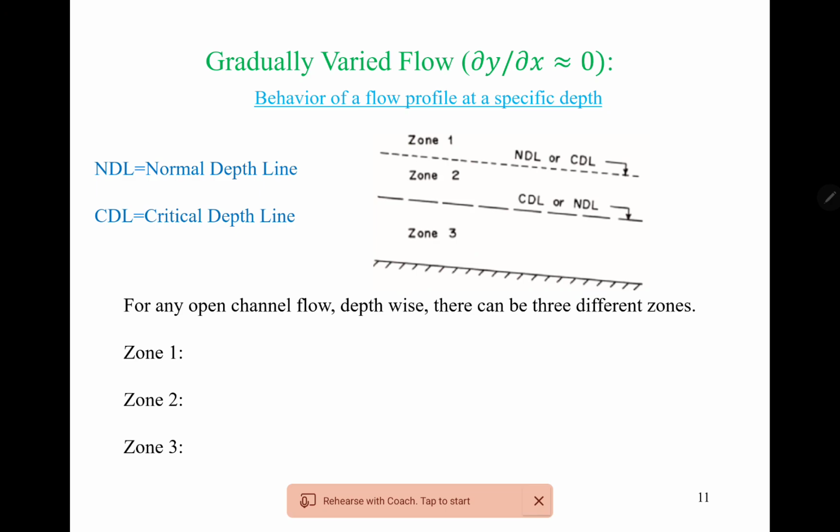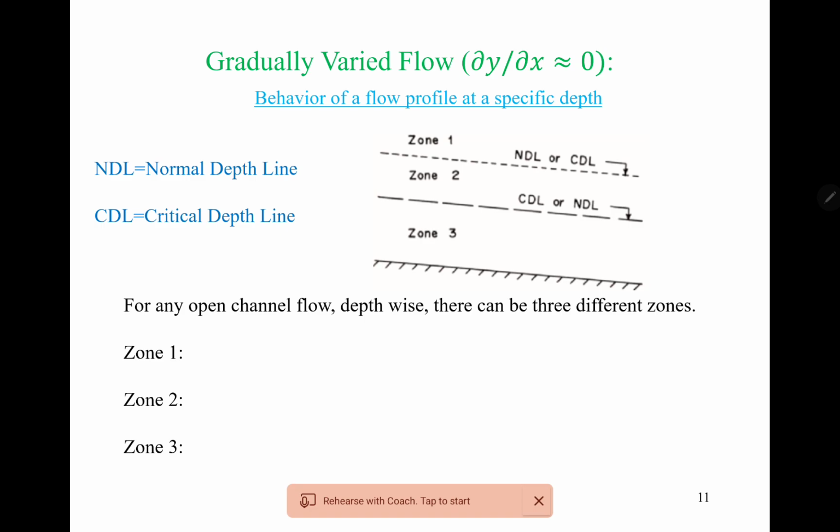We also learned that there can be different types of channel, like mild, critical, steep, horizontal, adverse. Based on that, the orientation of yc and yn can be different, but there will always be three zones. So let's discuss that part.